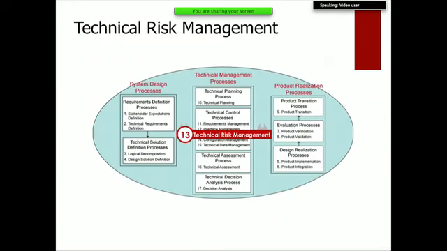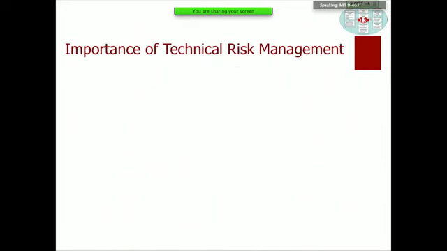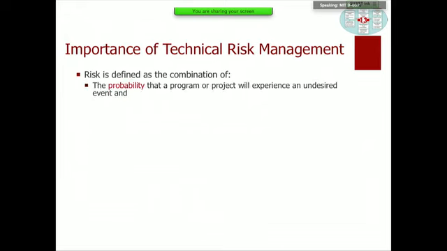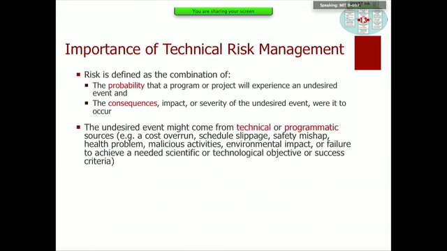This is actually quite prominent in the Systems Engineering Handbook. It is right in the middle here of your systems engineering engine, Technical Risk Management, Section 13. Why is it important? First of all, what is risk? Risk is the probability that a program or project will experience some undesired effect or event, and then the consequences, impact or severity of that undesired event should it occur. So think of risk as the product of probability times impact.